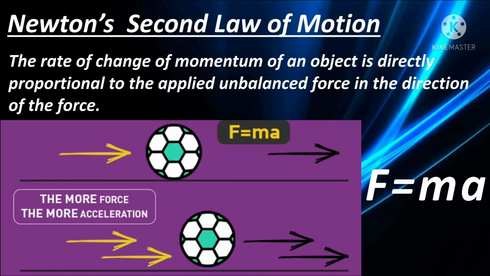Newton's second law of motion. The rate of change of momentum of an object is directly proportional to the applied unbalanced force in the direction of the force. And there is an equation to express the second law of motion: F = ma. I mean, force equals mass times acceleration.